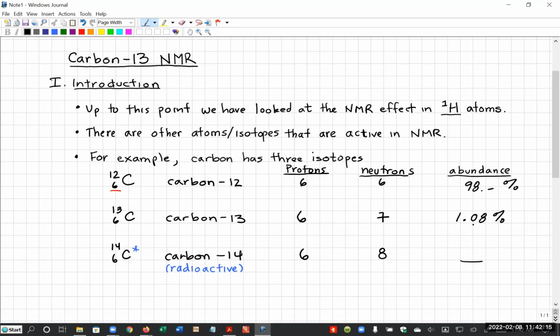The point is that if we look at a collection of molecules, only 1 in 100 of all the carbon atoms are going to be carbon-13, which means that a lot of those molecules might not even have a carbon-13. They might have all carbon-12s. The ones that do have a carbon-13 probably don't have a second carbon-13. So we usually expect only to find 1 carbon-13 in a given molecule. And it means it's going to be way harder to see the NMR signals. They're way weaker in carbon-13. And so we're going to have to talk about what we do.